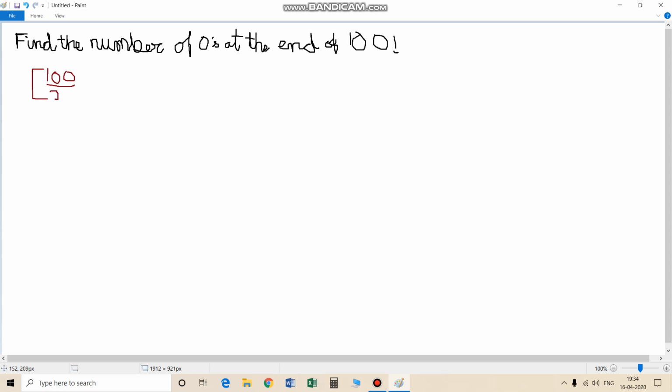In the De-Polygnac theorem Q1, I told a very easy method which I always use while solving this type of question. If you don't know that, that video is a must watch for you. And now, this is 100 by 2, greatest integer function, which comes to be equal to 50. Now we have to do 50 by 2.